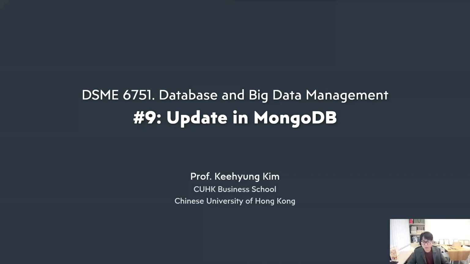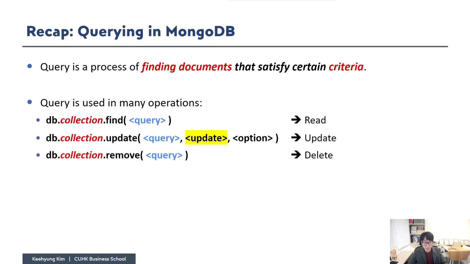Okay, so now let's talk about the update query in MongoDB. Before talking about the update query, I want to briefly mention this. We talked about the query in MongoDB, and a query is basically a process of finding documents that satisfy a certain condition. And query is used in many different operations in MongoDB, for example, in the read operation, update operation, and delete operation. So we can have a find function, update function, and remove function on MongoDB.